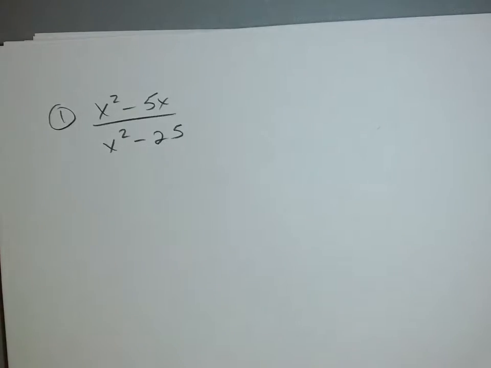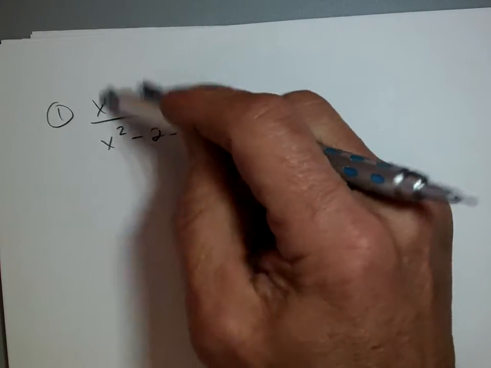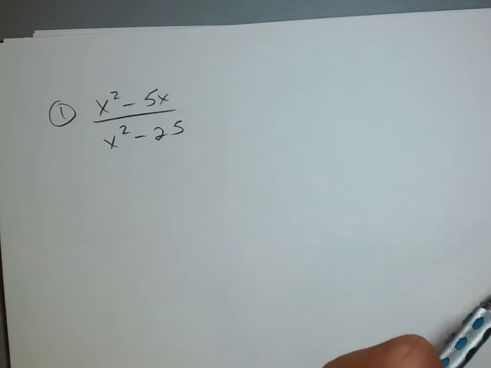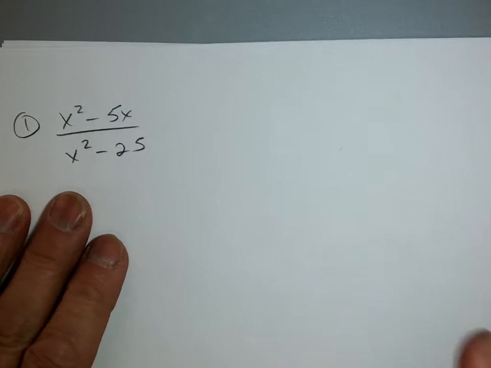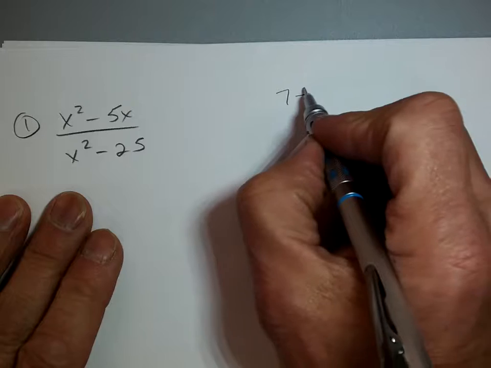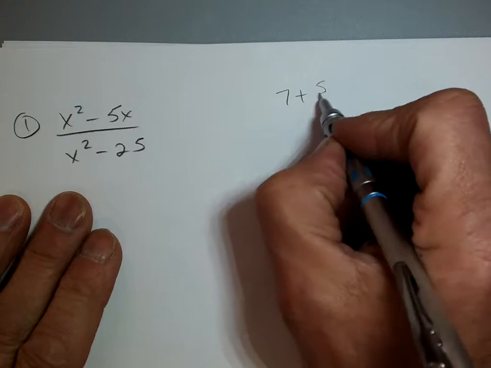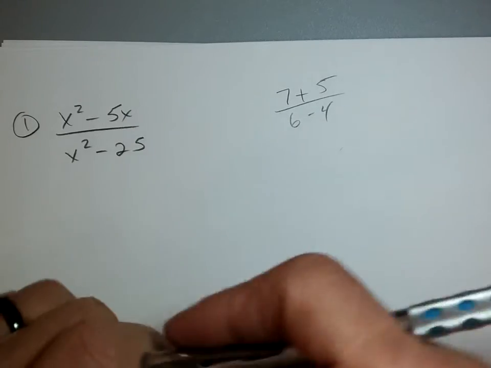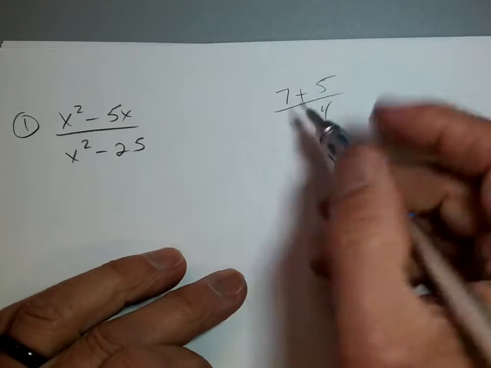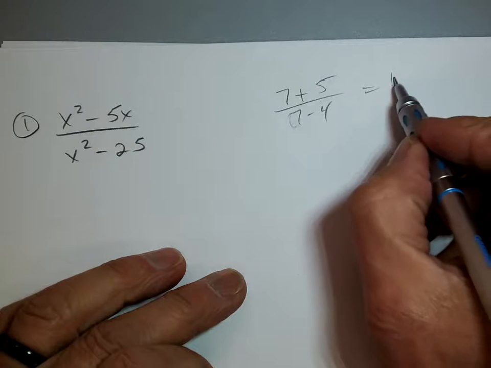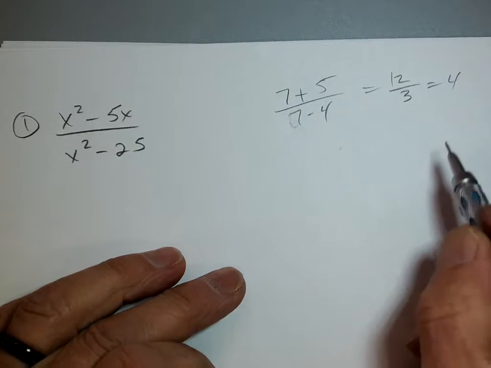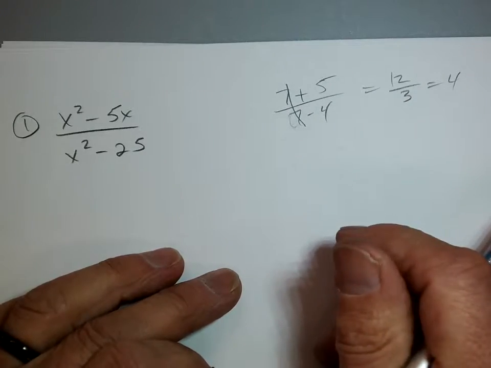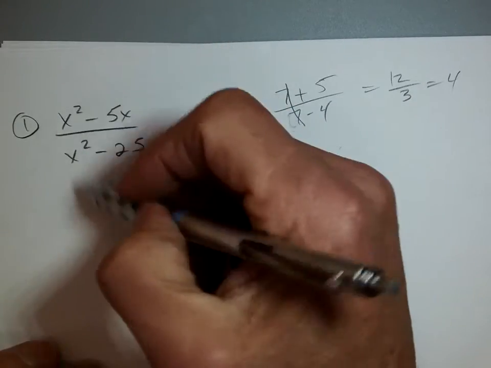Okay, number 1. Don't cancel the x squared. It doesn't work that way. You cannot. You're going to have to factor. Okay, real quick reason. You don't have to write this down, but if I had 7 plus 5 over, say, 7 minus 4, you don't have to write this down, the answer is 12 over 3, which is 4, right? If you were being so silly as to cancel the 7s, you wouldn't get that answer, right? So we're not going to do the same thing here. Don't cancel the x squared.